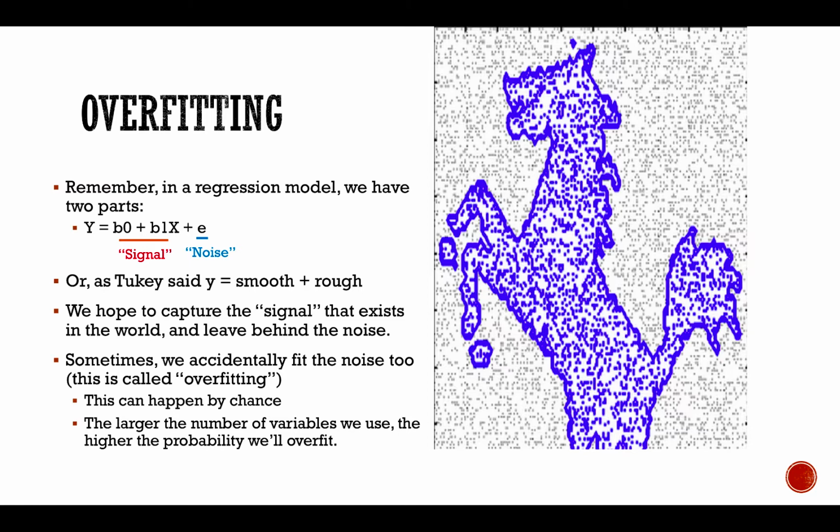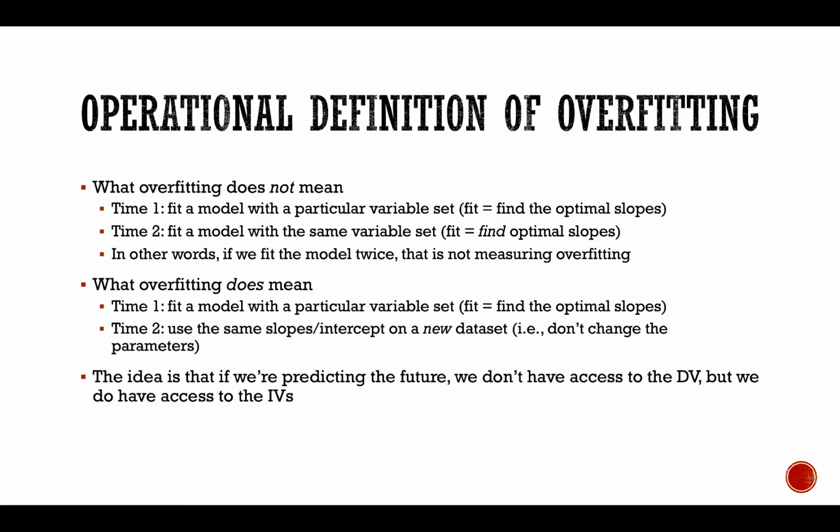Sometimes we accidentally fit the noise, and this is called overfitting. And this can happen just by chance. Sometimes just by random chance, patterns emerge, and that can be problematic. So the larger the number of variables we use, the higher the probability we will overfit the data.